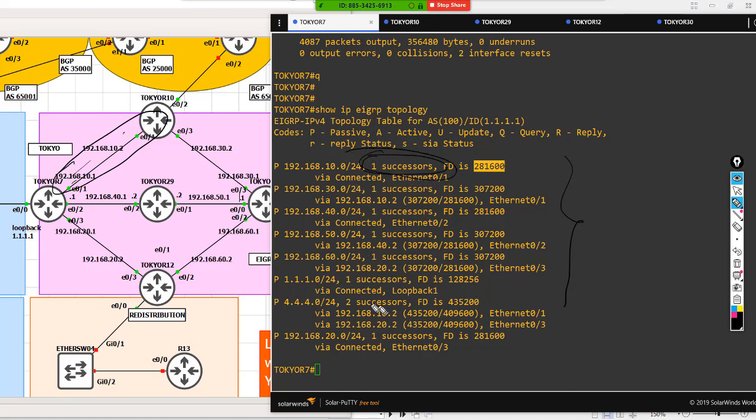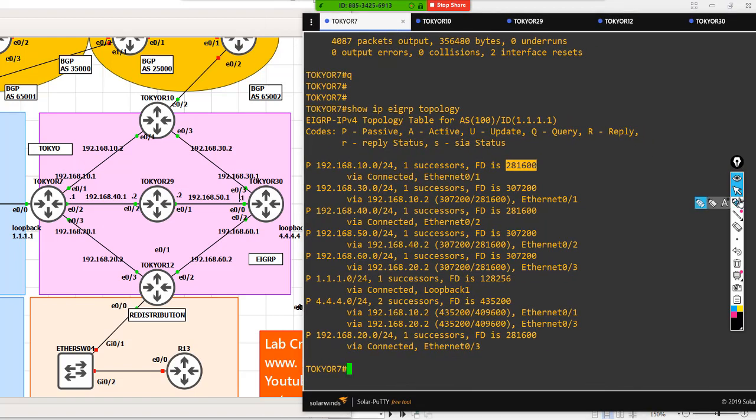Okay, in the case of 4.4.4, you see two successors. That means there are two possible routes. Okay, so let's see which are those two routes. First of all, where is this 4.4.4? It's over here, which is acting as destination, and I am over here on my source.